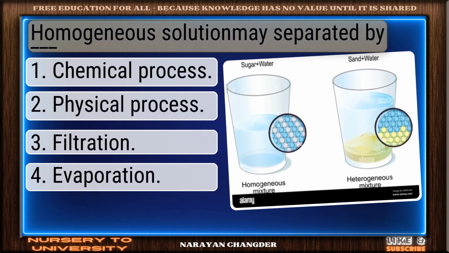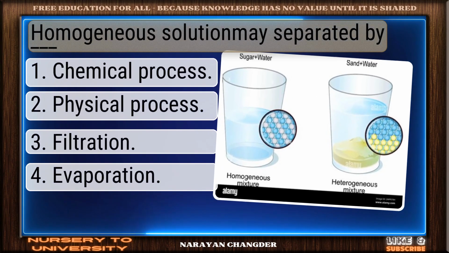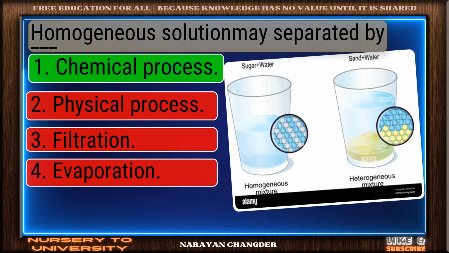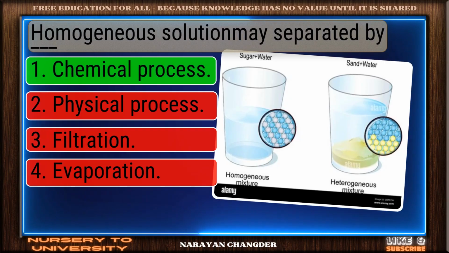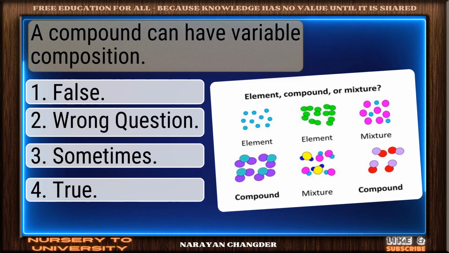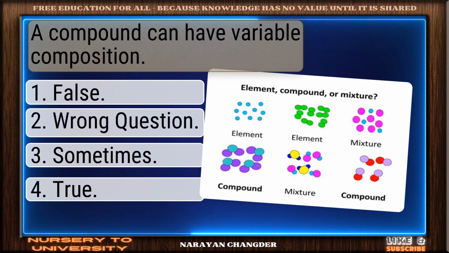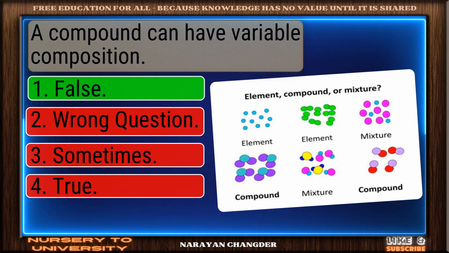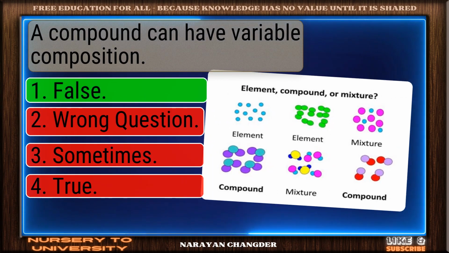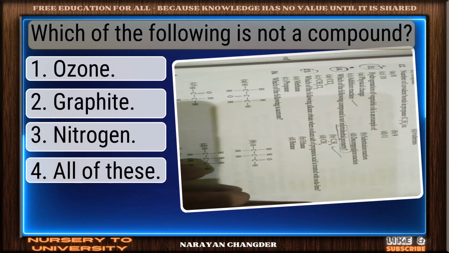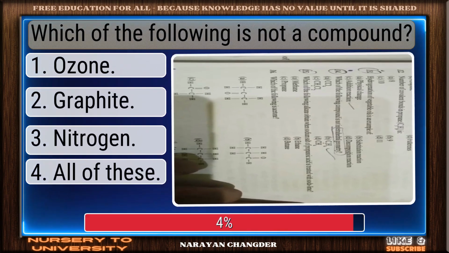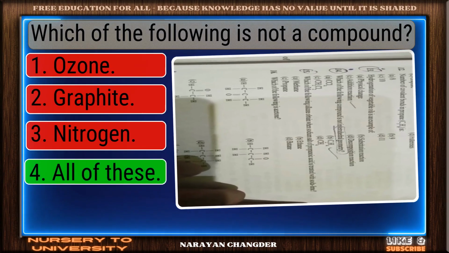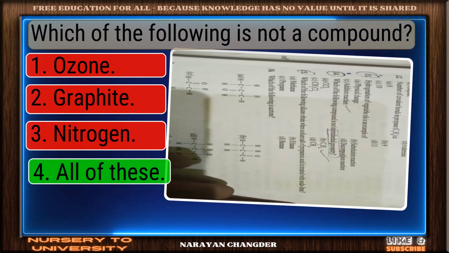Question number 225. Homogeneous solution may be separated by dash. Solid response. Chemical process is a valid choice. Question number 226. A compound can have variable composition. On track. False is the correct answer. Question number 227. Which of the following is not a compound? Well reasoned. All of these is the correct choice.